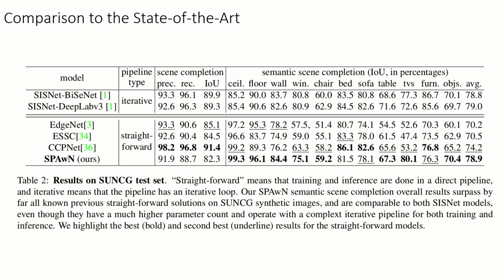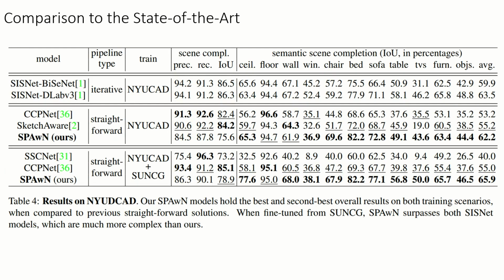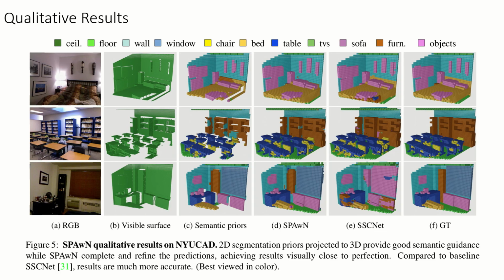Here we compare our results to previous iterative and straightforward solutions on SunCG synthetic dataset. Here we compare our results on NYU DV2 real dataset in 2 training scenarios, with and without fine-tuning from SunCG. On NYU CAD, which presents real scenes with synthetic depth maps, we reached the best results in all scenarios amongst all pipeline types. Qualitative analysis shows that the results are much superior than the baseline model, with accuracy close to perfection.